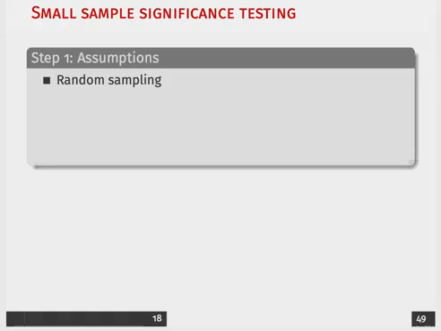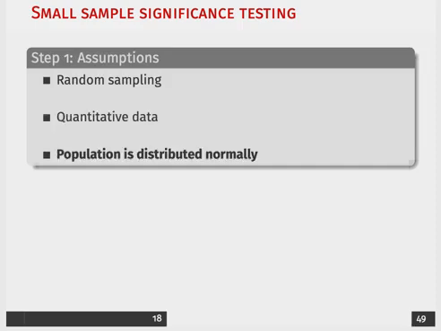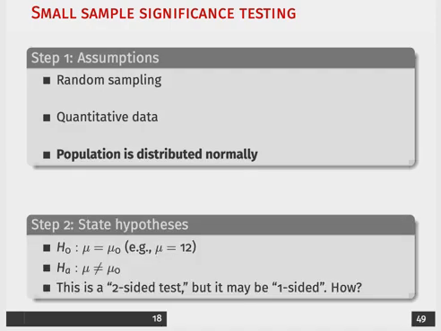So now that we've talked about how to conduct a hypothesis test with a large sample and we're interested in the mean, I also want to talk about what we need to think about when we may not have a large sample and we've got a pretty small sample. We still need to assume that we have random sampling. We still need to have quantitative data. The main thing that's different is now we have to assume that the population is normally distributed.